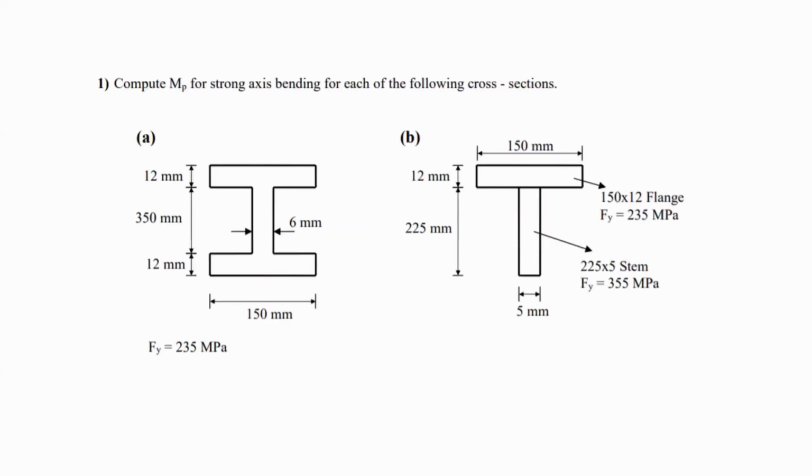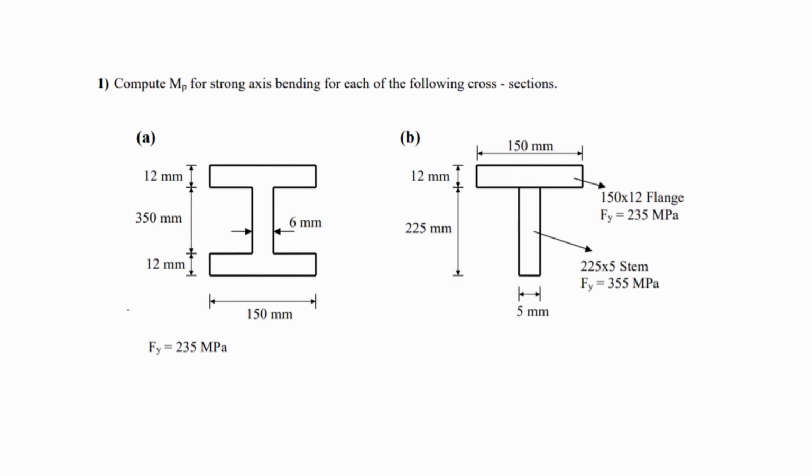Right, so let's begin with problem set number 3. First of all, we'll start with question number 1. In this question, we're supposed to compute Mp for strong axis bending for each of the following cross sections. In part A, we are given a wide flange section.